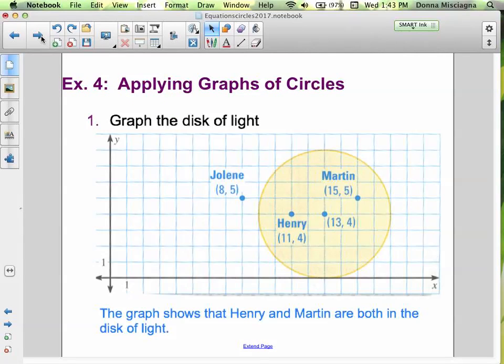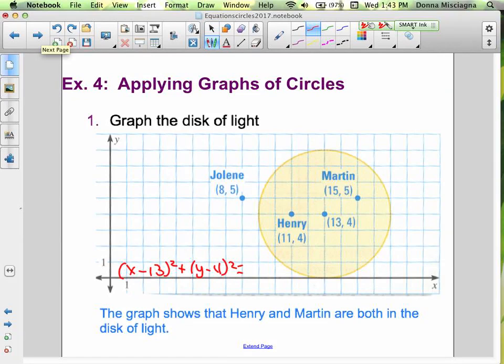All right, so here we have the circle that represents the light. So its center, remember the equation was (x − 13)² + (y − 4)² = 16. So each one of those goes up by 1. All right, so (13, 4) is our center. Our radius in each direction is 4. All right, and if we graph the 3 actors, we have one at (8, 5), one at (11, 4), and one at (15, 5). And you can see Jolene, well, you're in the dark.